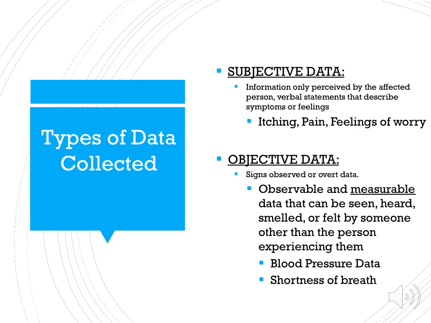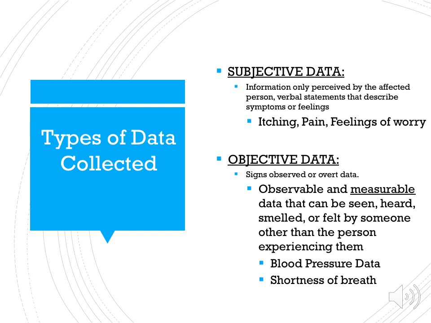So types of data collection, subjective versus objective. This is going to be key in success, understanding the difference between subjective and objective. So subjective is information only perceived by the affected person, verbal statements that describe symptoms or feelings. So this is itching, pain, feelings of worry, all that good stuff, right? Verbal statements that describe symptoms or feeling.